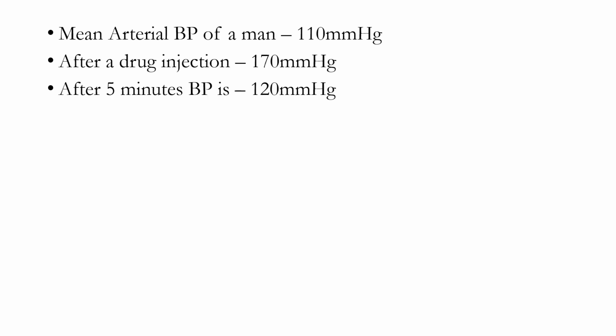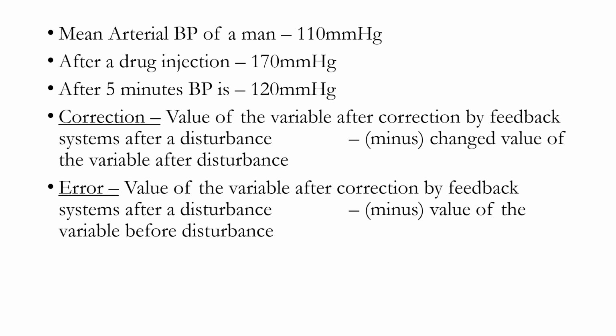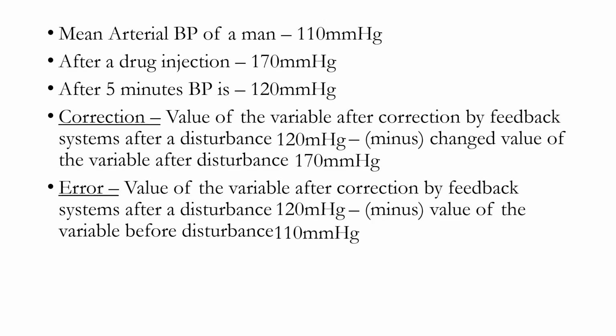So these are the values that were given to you. And with these values, we need to calculate correction and also we need to calculate error. So for correction, value of the variable after correction by feedback system after a disturbance. Here the disturbance is drug injection. So the value will be 120. And changed value after the disturbance will be 170. For error, the first value will be the same, which is 120. And the value of the variable before disturbance, that before drug injection, is 110.